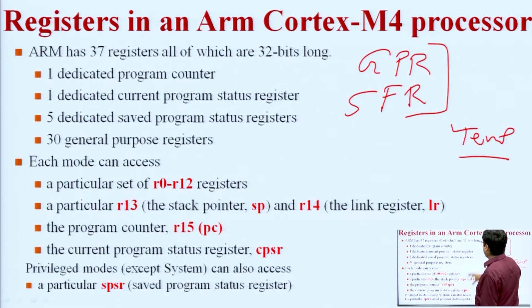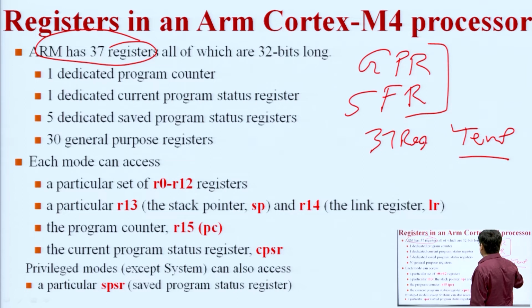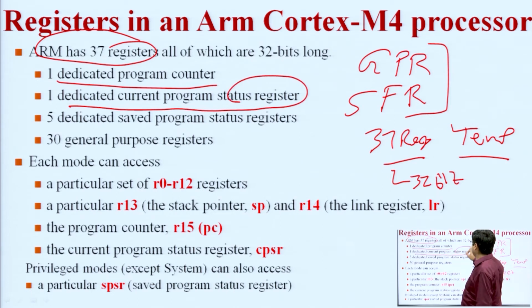ARM is basically a 32-bit processor. It means that it can carry out 32-bit instructions at a time. ARM has basically 37 registers, and each register is of 32 bits. Out of the 37 registers, one register is dedicated specifically to the program counter. One is dedicated to the current program status register.